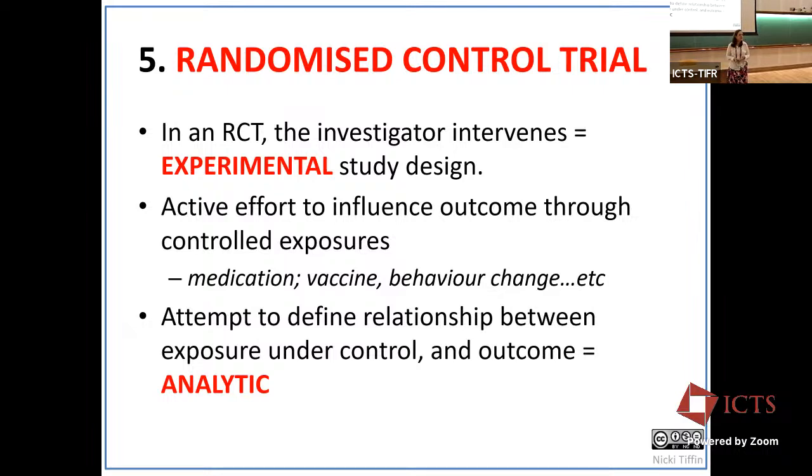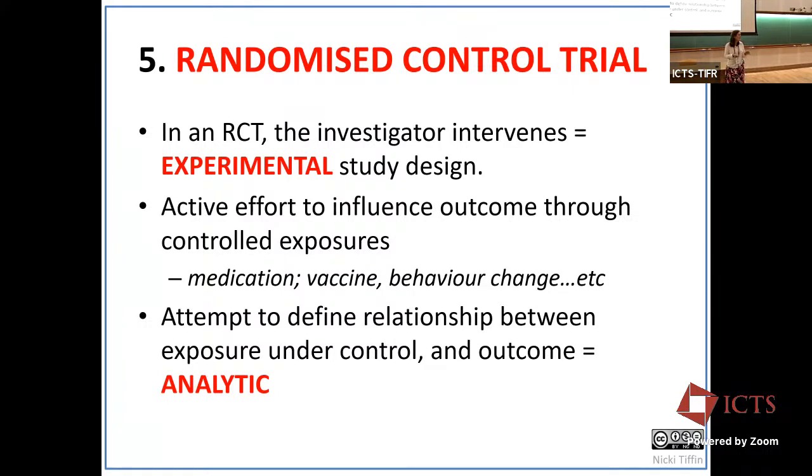So in essence, the statistical design of this study is very similar to a cohort. But in a randomized controlled trial, the investigator intervenes. So this is not observational, it's actually an experimental study design. And the investigator makes an active effort to influence the outcome through controlled exposures. So at the beginning of your study, everyone has neither the outcome nor the exposure. And then the exposure will be applied, maybe a medication, a vaccination, behavior change.